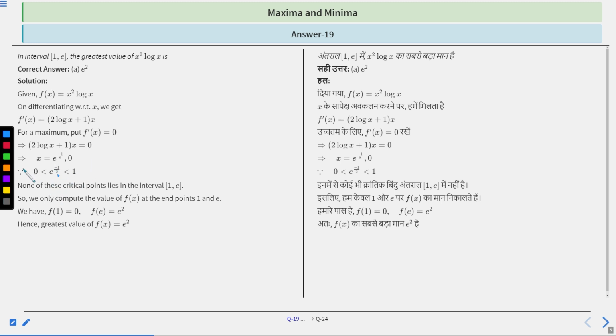Now, e to the power minus 1 by 2 is basically from 0 to 1. So, none of these critical points lie in the interval 1 to e. Clear? So, we only compute the value of f(x) at the end points 1 and e, right? Because none of the critical points is lying in the interval 1 and e, and we have to check the greatest value of this function in the interval 1 and e only, right? So we only compute the value of f(x) at the end points 1 and e.